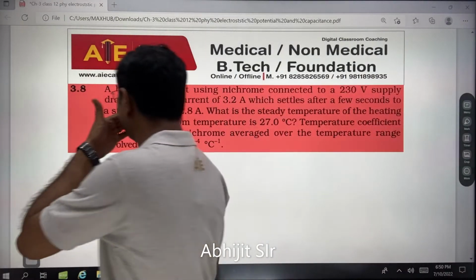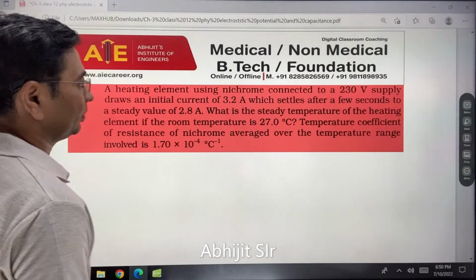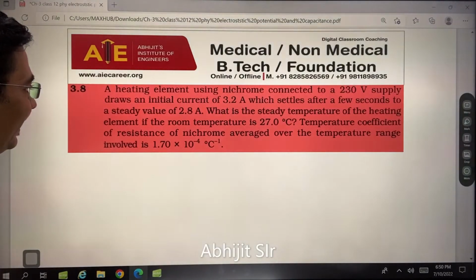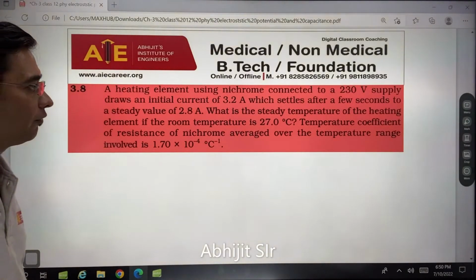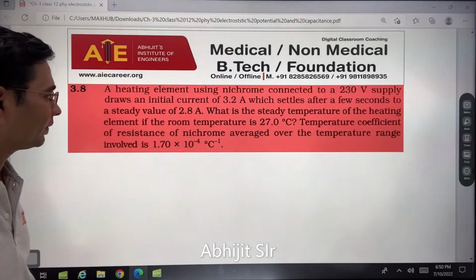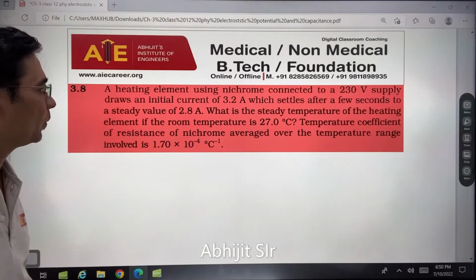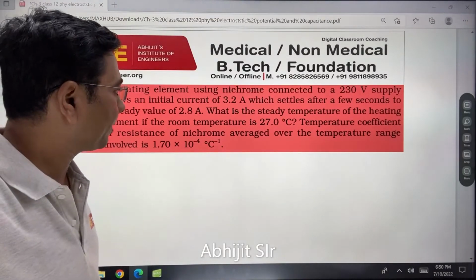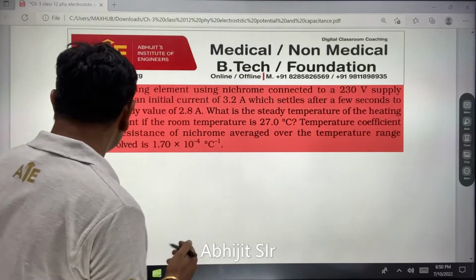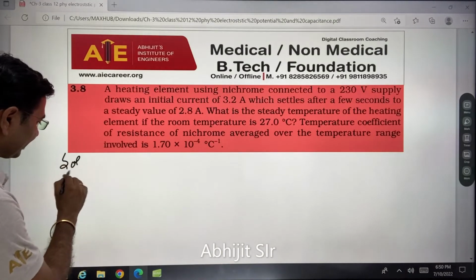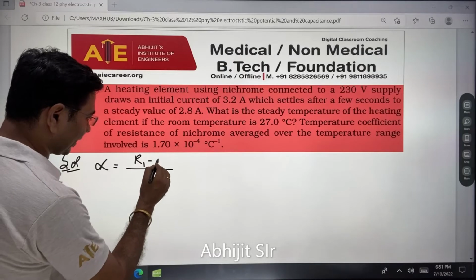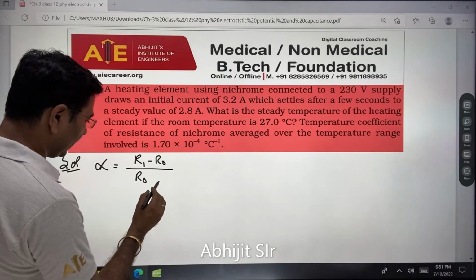So a heating element using nichrome. Very good. And it settles down in a few seconds to a steady state of 2.8 ampere. What is the steady current of the heating element if the room temperature is this much? Alright, the temperature coefficient of the resistance average. So alpha is given to you. So here there are two cases actually, right? Just now we have seen alpha. If you calculate, alpha is nothing but R1 minus R naught divided by R naught into del T.